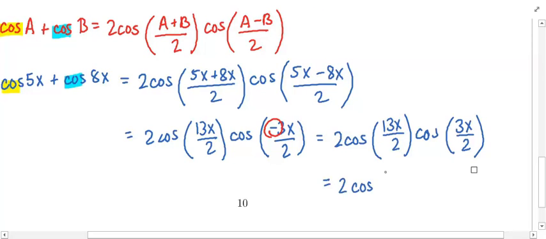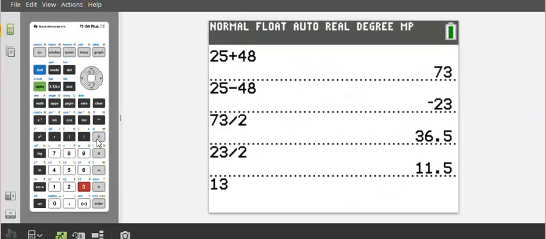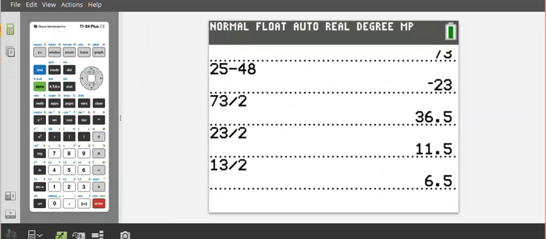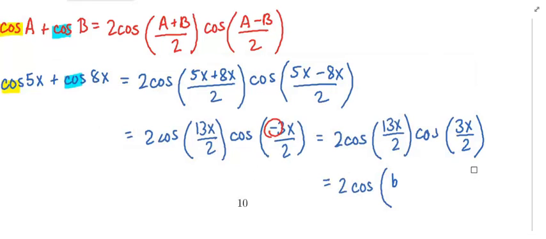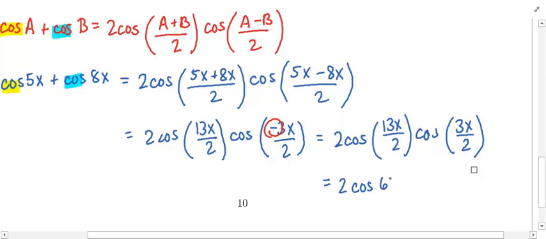Or I can convert the fractions to decimals. If I do 13 divided by 2, that is 6.5. So this could be 6.5x that I'm taking the cosine of, times the cosine of 3/2, which is 1.5 times x.